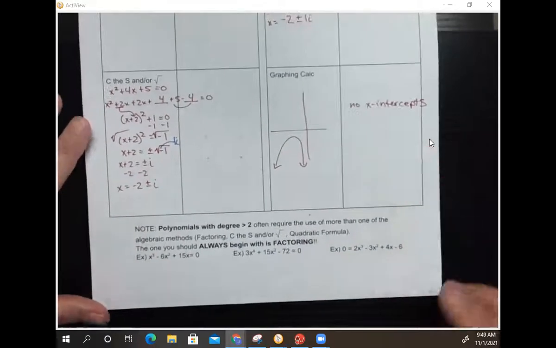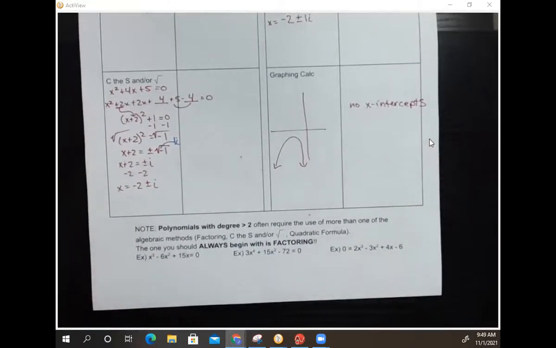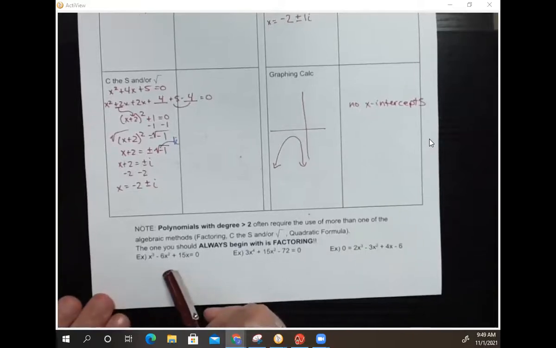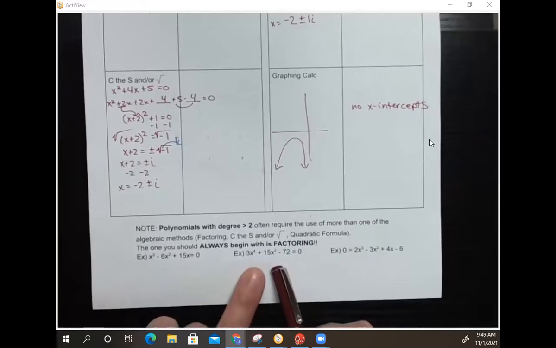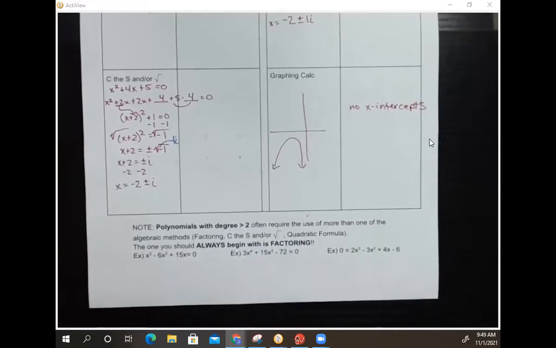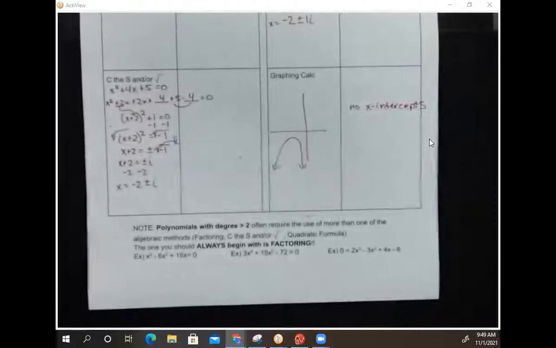And then one last reminder, the methods that we talked about are for quadratics, okay? You can factor any polynomial. You may need to pull out a GCF of x first, or factor it down until you have things that are quadratics, okay? I can't use quadratic formula or completing the square unless I have quadratics, okay? So I need a degree of 2 in order to complete the square or use quadratic formula.